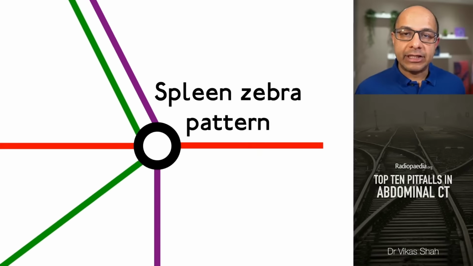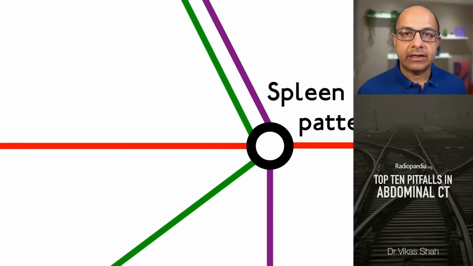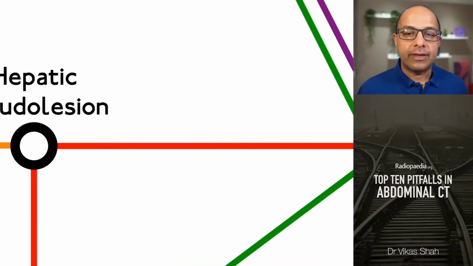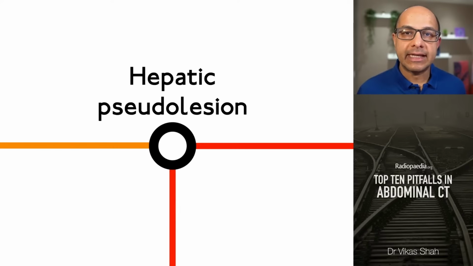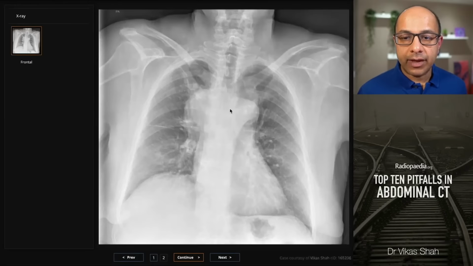So the next station on our journey is a hepatic pseudolesion. Now this is an unusual pattern of enhancement that is sometimes seen within the liver, particularly in cases of superior vena cava obstruction. And it's important to recognize because it can confuse people and make them think that there is a focal lesion, such as a hemangioma or perhaps even a metastasis, when in fact this is just a phenomenon of vascular enhancement. So here is a case.